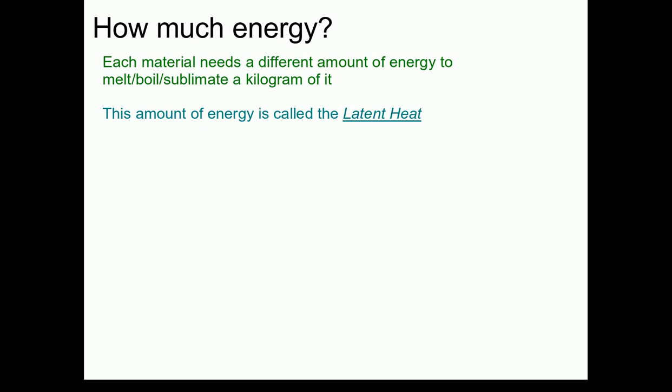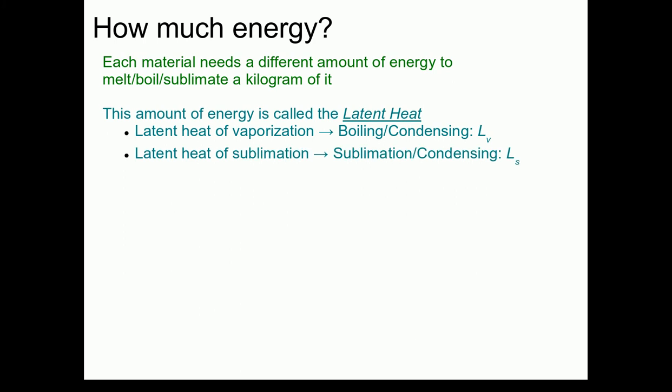Now, there are several different latent heats depending upon the process we're considering. There's the latent heat of vaporization, which is when we're boiling a liquid into a gas or condensing a gas into a liquid. We indicate this latent heat with L sub V for latent heat of vaporization. There's the latent heat of sublimation, and there's the latent heat of fusion, which is the latent heat that comes in when we're either melting a solid or freezing a liquid. What do these latent heats mean?